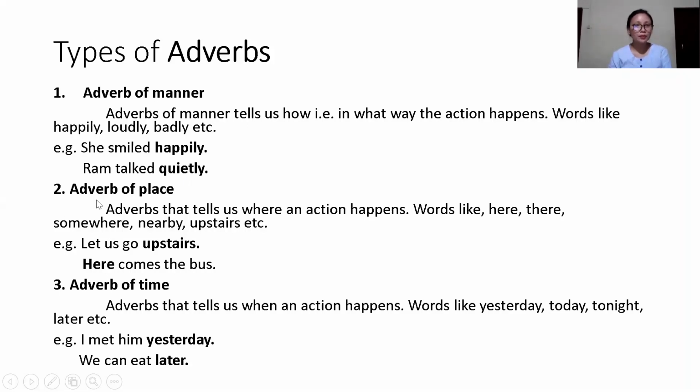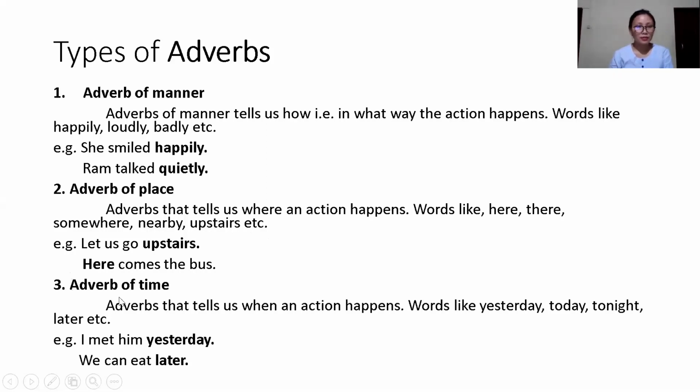2, we have adverbs of place. Adverbs that tell us where an action happens. Words like here, there, somewhere, nearby, upstairs, etc. are used. Example, let us go upstairs. So upstairs is an adverb of place. Here comes the bus. So here is also an adverb of place.